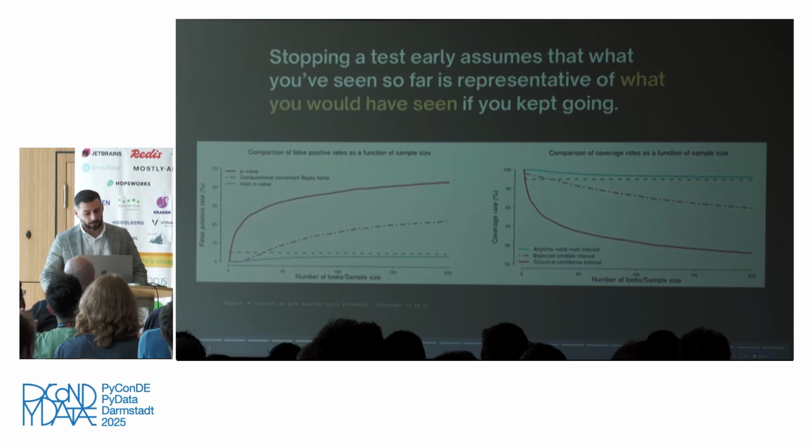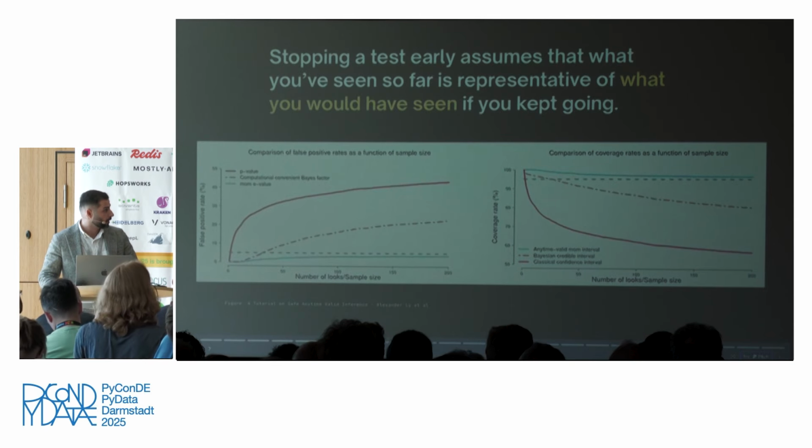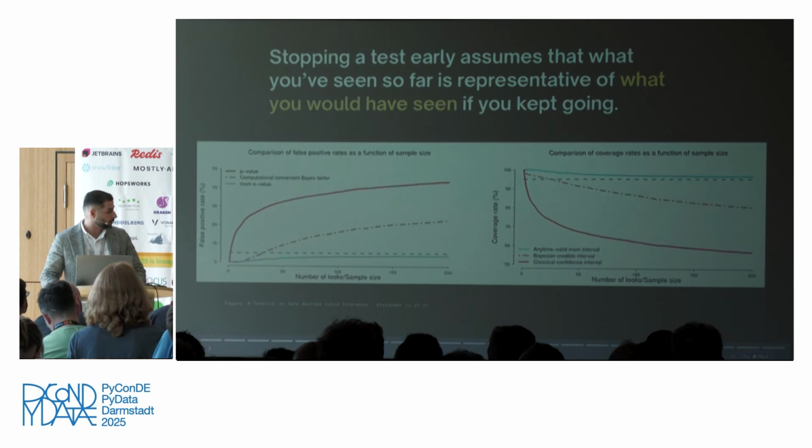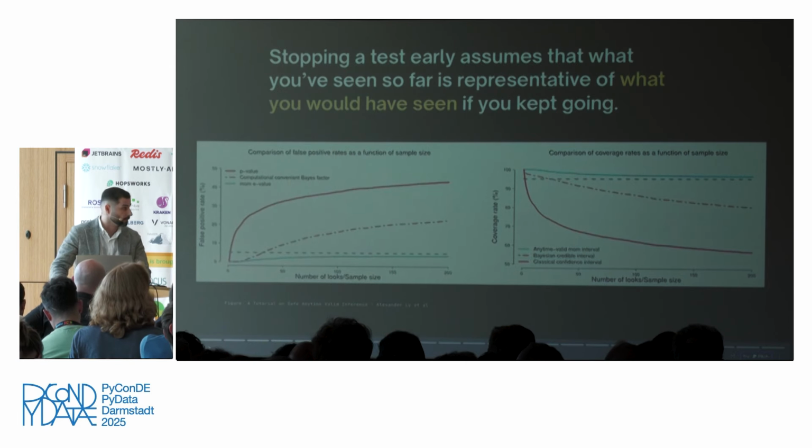Here is from the paper called "A Tutorial on Safe Anytime Valid Inference." It is by one of the main researchers in this field, Alexander Ly. He wrote a paper with other co-authors. They're actually providing a really good starting point with two e-values from either a Bayesian perspective or a p-value perspective, I would say.